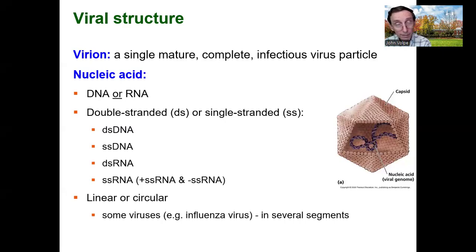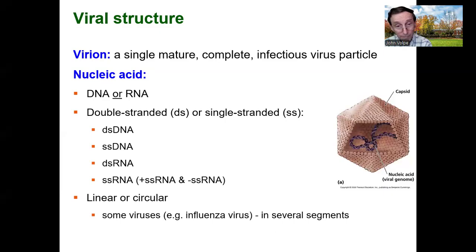If the genome is single-stranded RNA, it's important to state whether it is the positive single-strand RNA or the negative single-strand RNA. The positive single-strand RNA can be read by the ribosome. It will encode AUG.